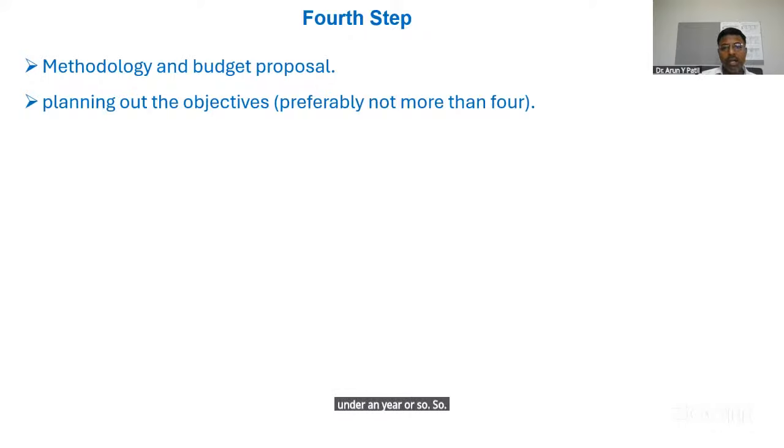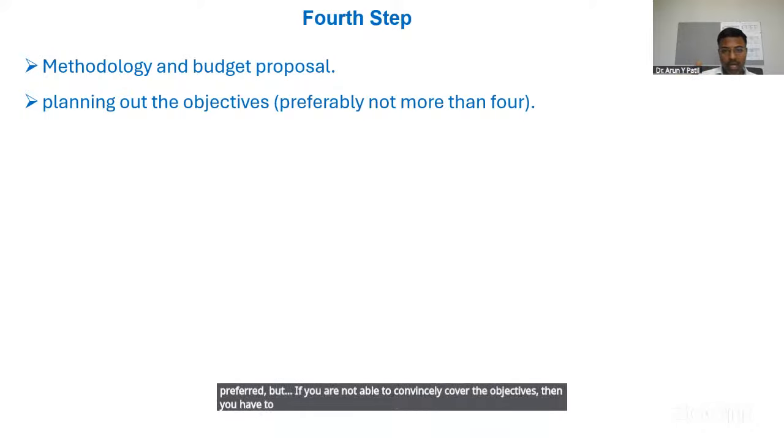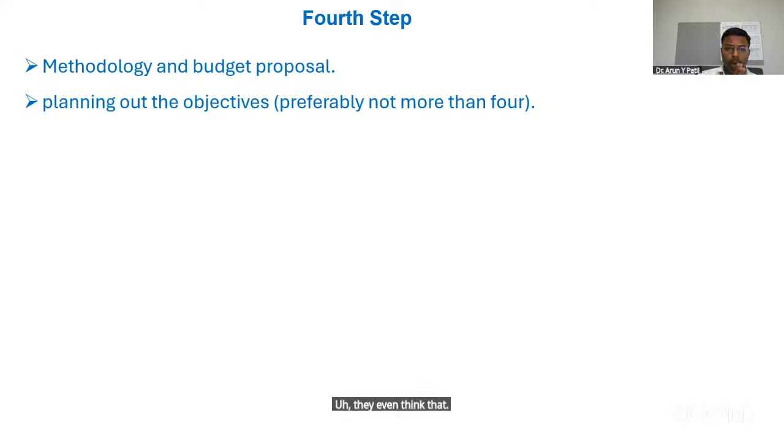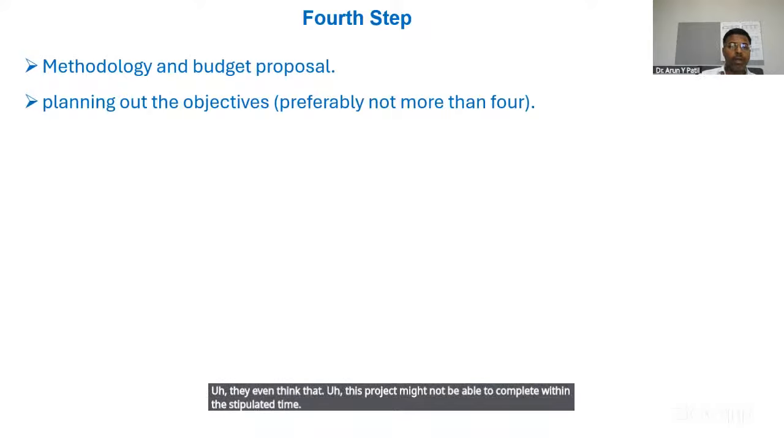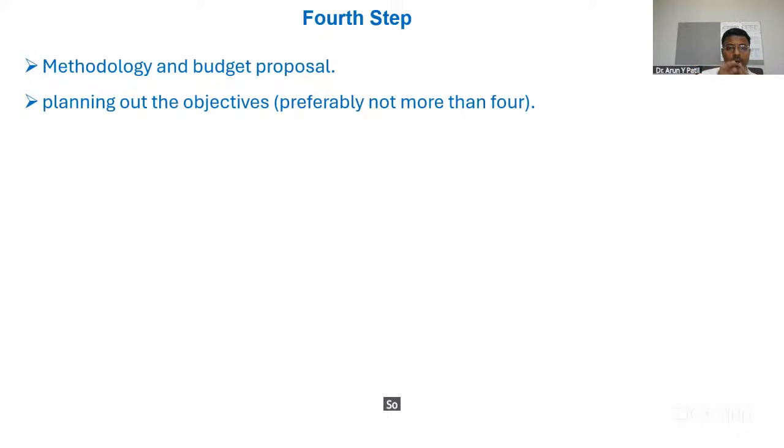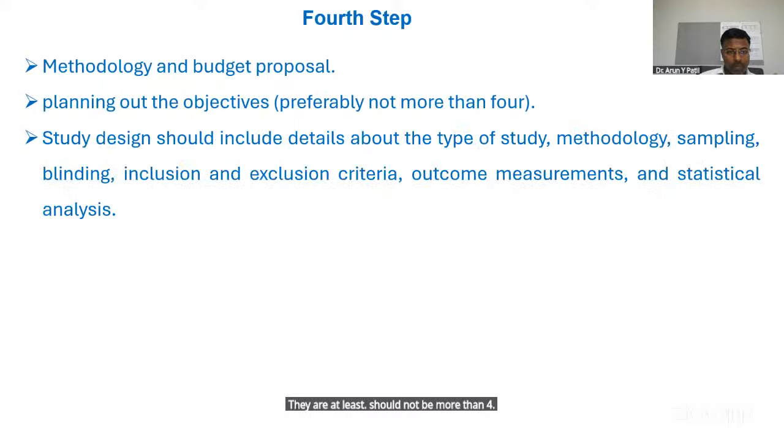So having said that, 3 is the most preferred, but if you are not able to convincingly cover the objectives, then you have to go with a maximum of 4 objectives. It should not be more than that. Otherwise, they will think that this project might not be able to complete within the stipulated time. So try to frame the objectives such that they are not more than 4. Okay.